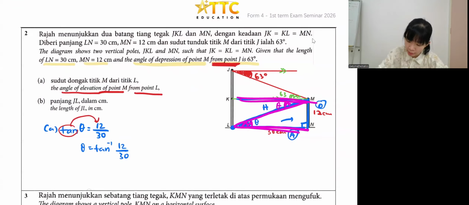Yes. Okay, so now use the calculator. Okay, guys, shift tangent. Key in your calculator, shift tangent 12 over 30. Do you get 21.8 degrees? So this is part A.